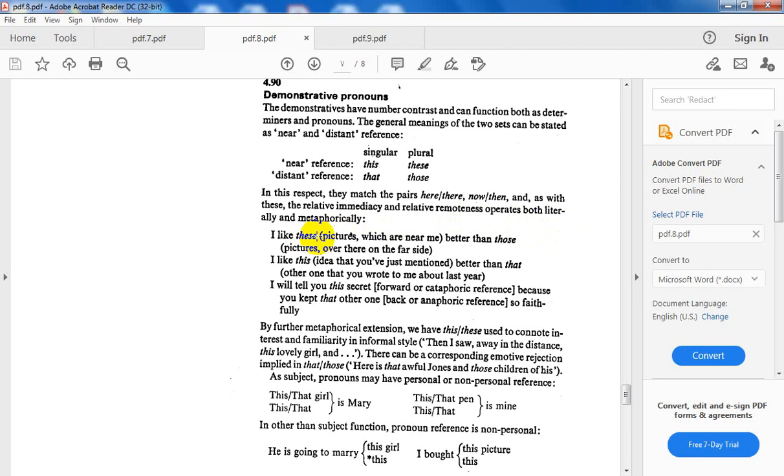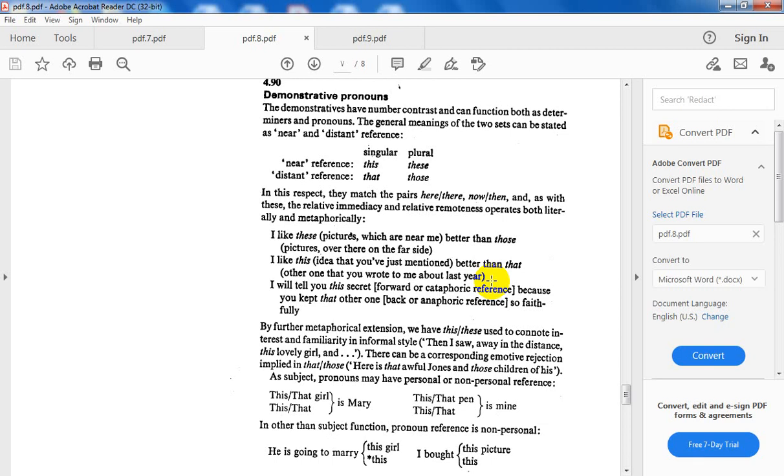As with these, the relative immediacy and relative remoteness apply both literally and metaphorically. I like these pictures which are near me better than those pictures over there on the far side. You see these, because it says near me, better than those pictures, which are on the far side, over there on the far side. I like this idea you have just mentioned, near, better than that other one that you wrote to me about last year. I will tell you this secret for it, or that is for reference, because you kept that other one back, or anaphoric reference, so faithfully.